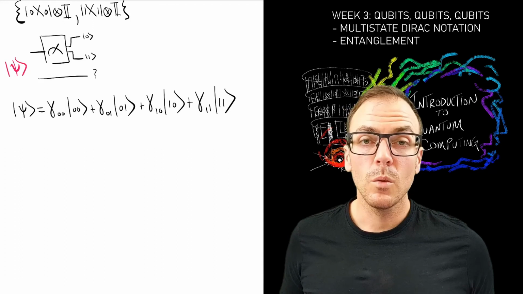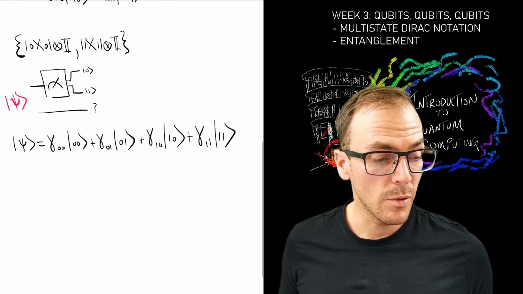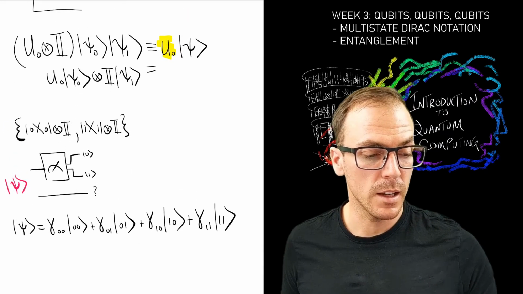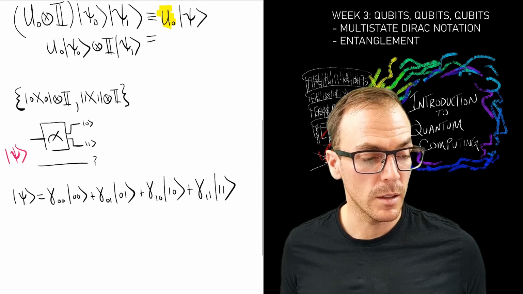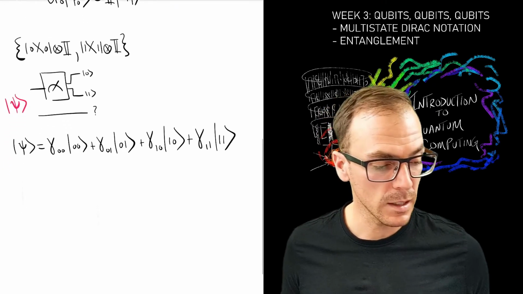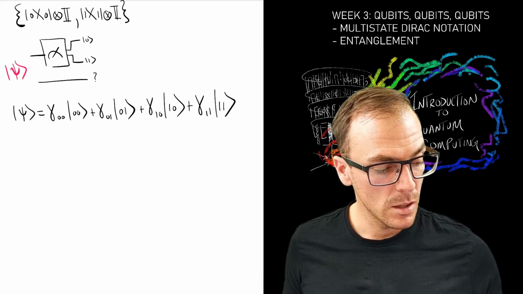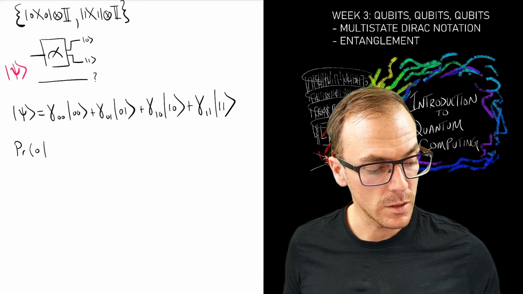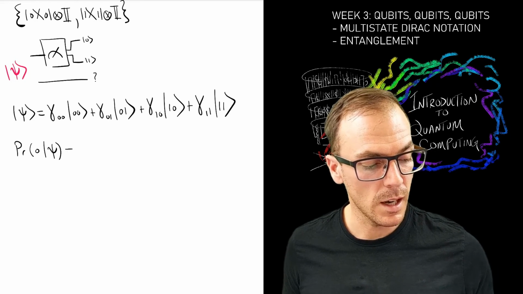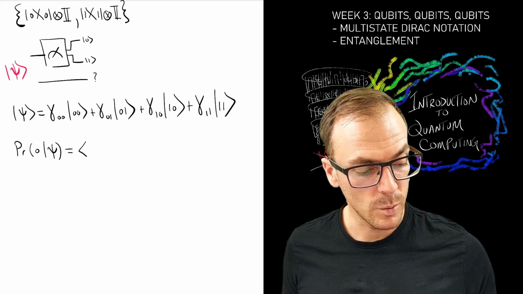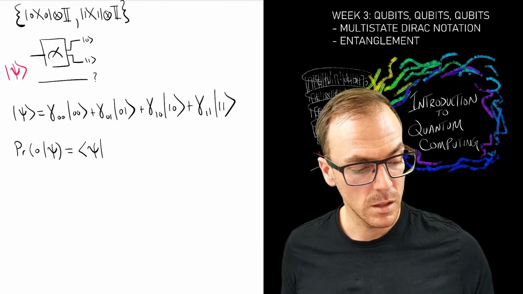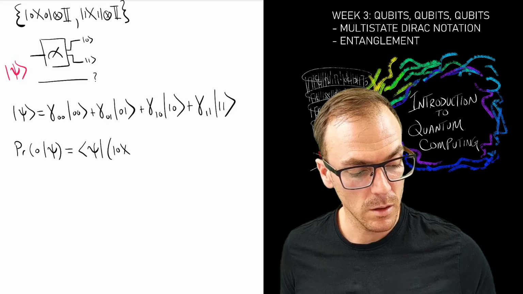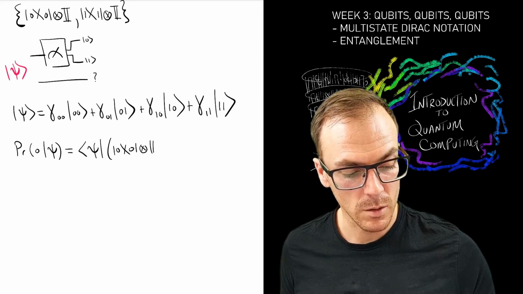Now let's use the rule for measurement as before, and the way that we've defined how we're going to multiply matrices when only one of them is acting. So the probability with which I observe 0 given psi is the inner product of psi times this projector. So the projector is |0><0| tensor 1.